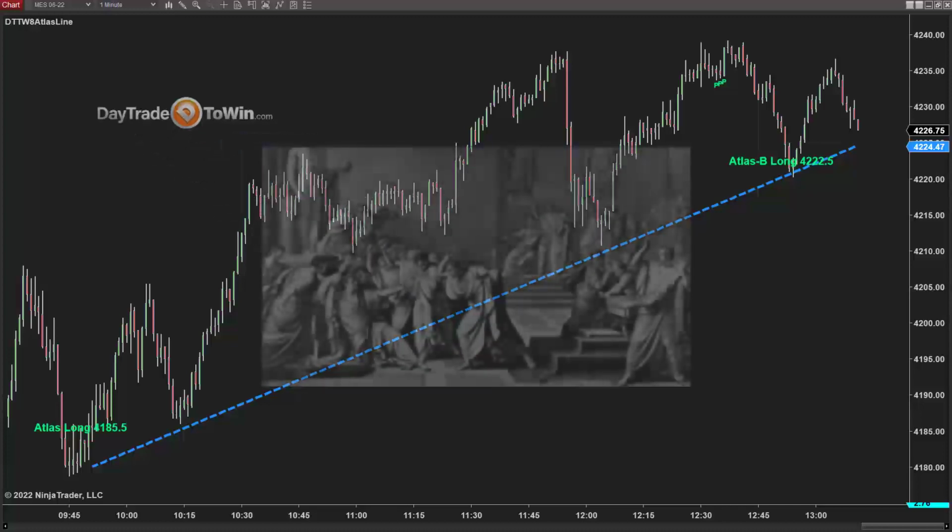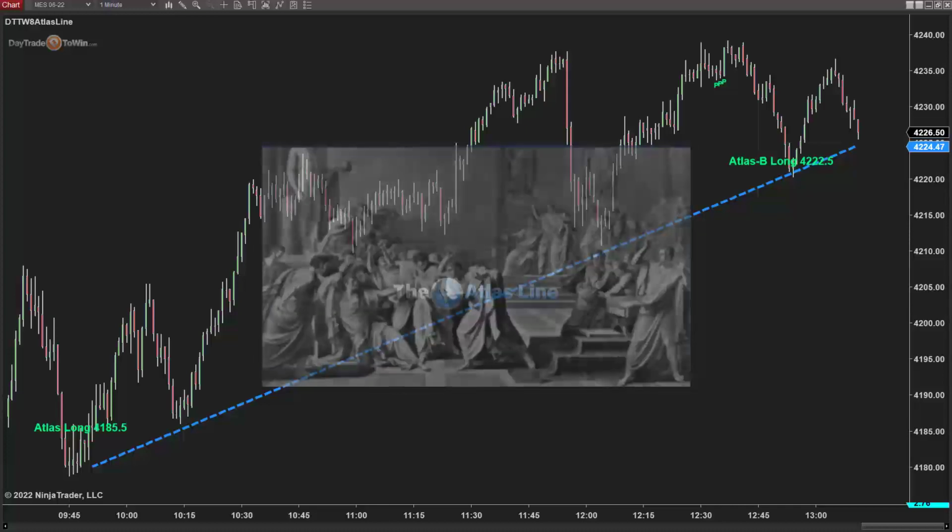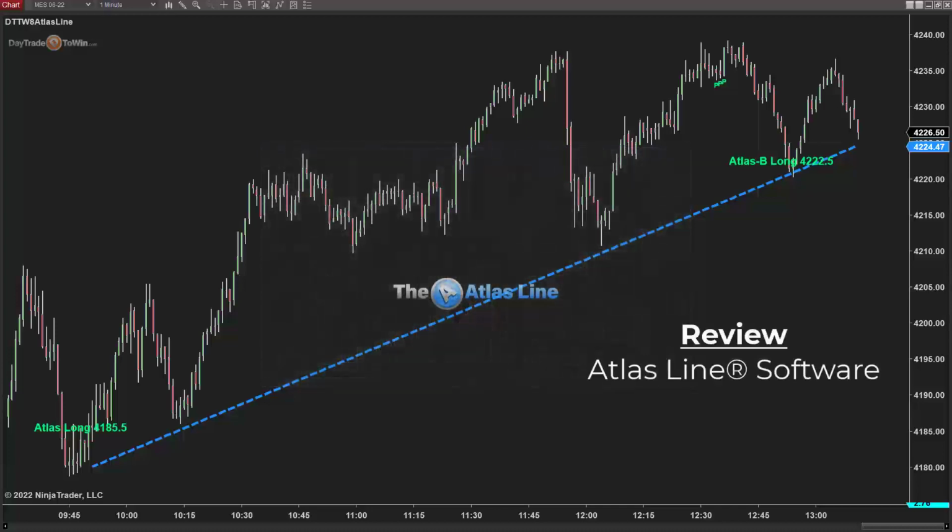Good morning, good afternoon, everyone. Today is March 15th, also known as the Ides of March, the same day that Julius Caesar was assassinated back in Roman times. So what we're looking at here is the micro E-mini S&P.